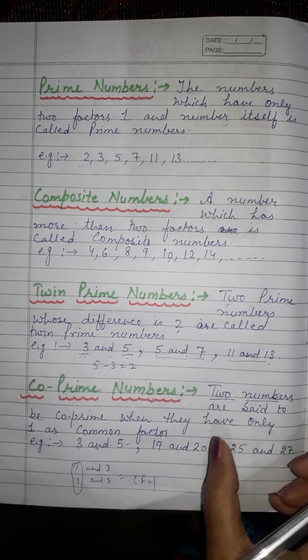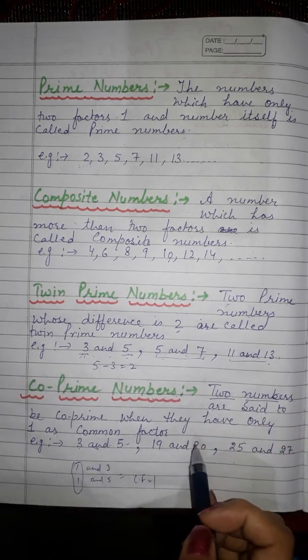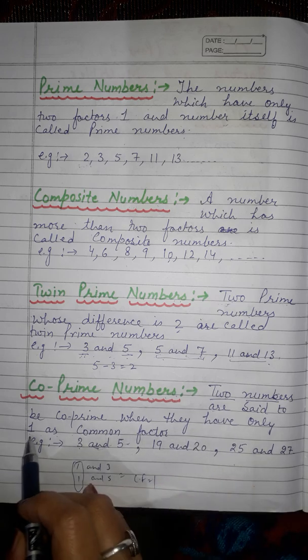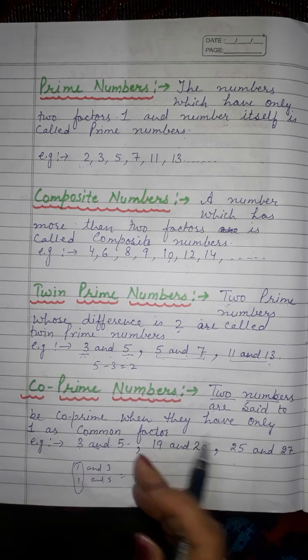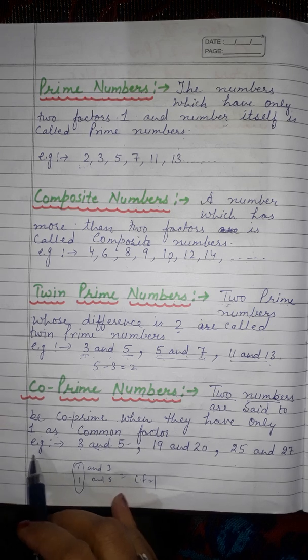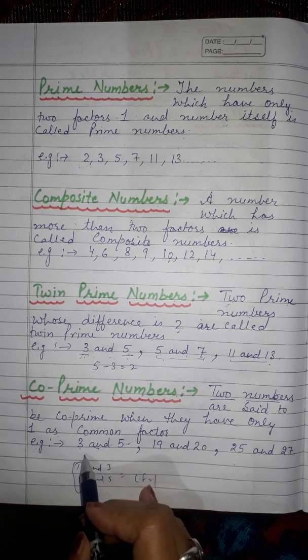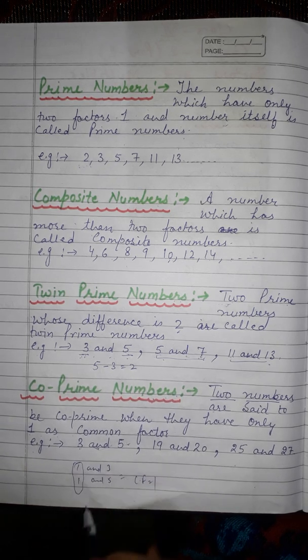Any two numbers in the number system which have common factor as 1, those will be co-prime numbers. Here I have taken an example. For example, 3 and 5.